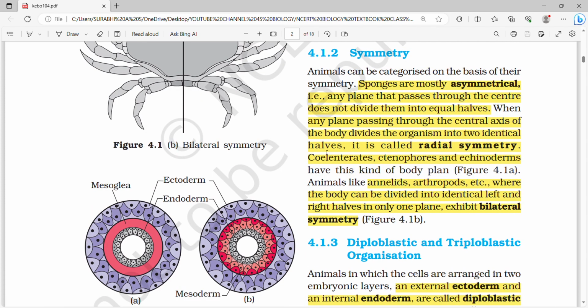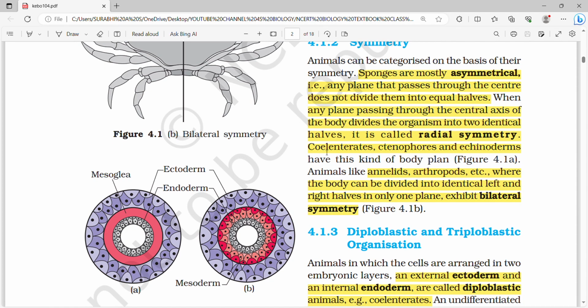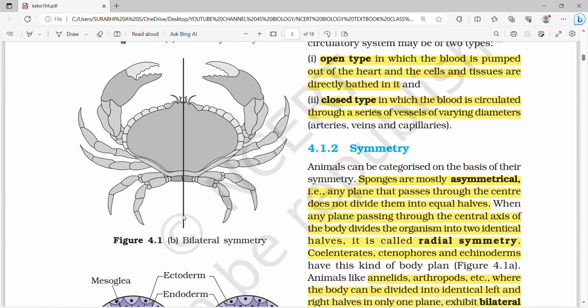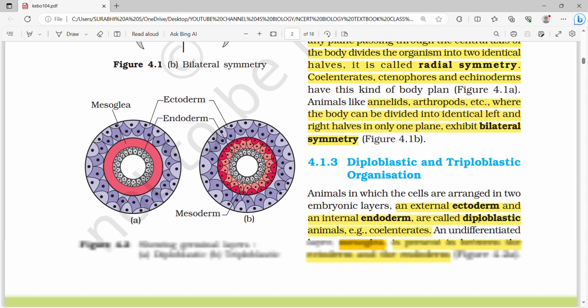Coelenterates, ctenophores and echinoderms exhibit radial symmetry. Then annelids and arthropods exhibit bilateral symmetry, where the body can be divided into identical left and right halves in only one plane. So why this is bilateral symmetry is, if you divide like this only, you will have two identical halves. See, if you divide in this way, both are not identical. So this is bilateral symmetry.